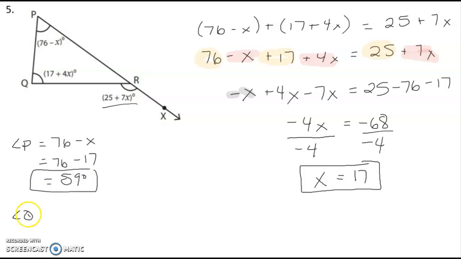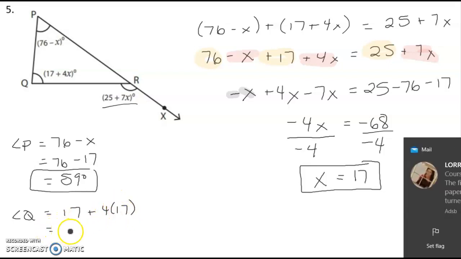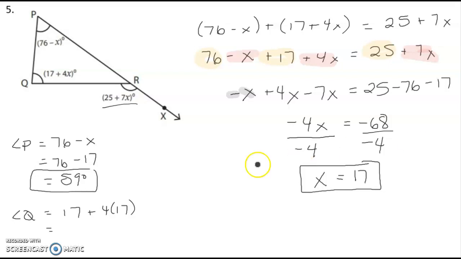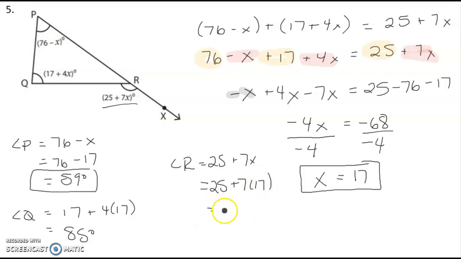Angle Q equals 17 plus 4x, but instead of x, I'm multiplying it by 17. That gives me 85. And last but not least, angle R equals 25 plus 7x, which means 25 plus 7 times 17, running out of time, and that gives me 144 degrees.